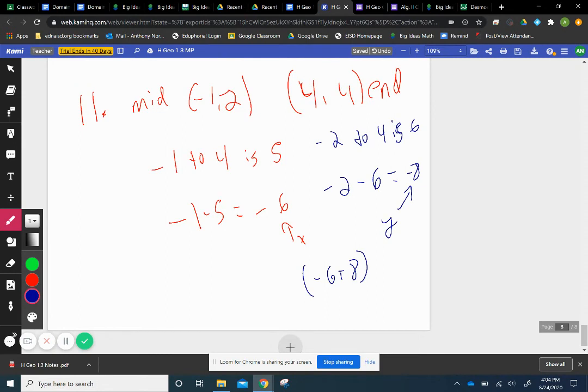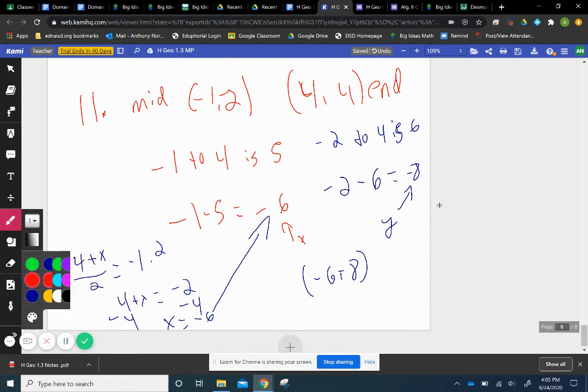And to double check this, hopefully to show that I know what I'm talking about, we're going to use the formula. 4 plus x over 2 equals negative 1. Times 2, times 2. 4 plus x equals negative 2. Minus 4, minus 4. x equals negative 6. Look at that, that matches.